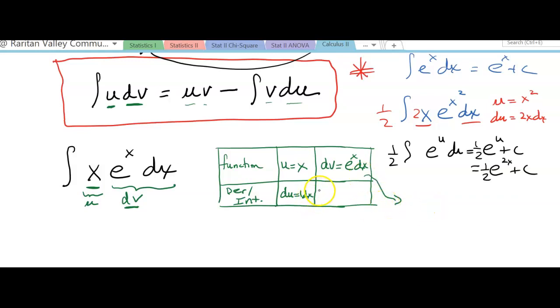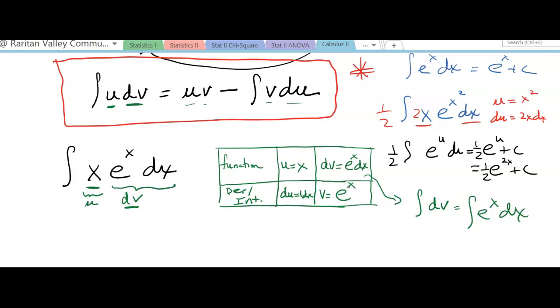To get v, you need to integrate dv, right? So to get v, you got to integrate dv. In this case, you need to integrate e to the x dx. Well, all right, we can do that one in our head. That's just e to the x.